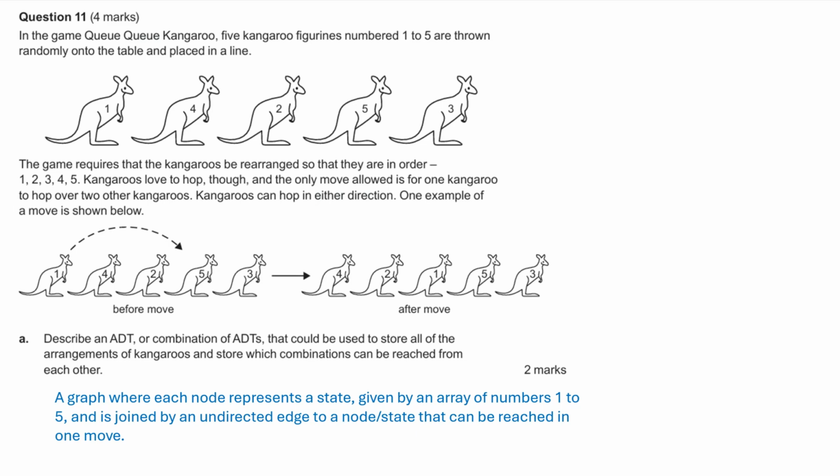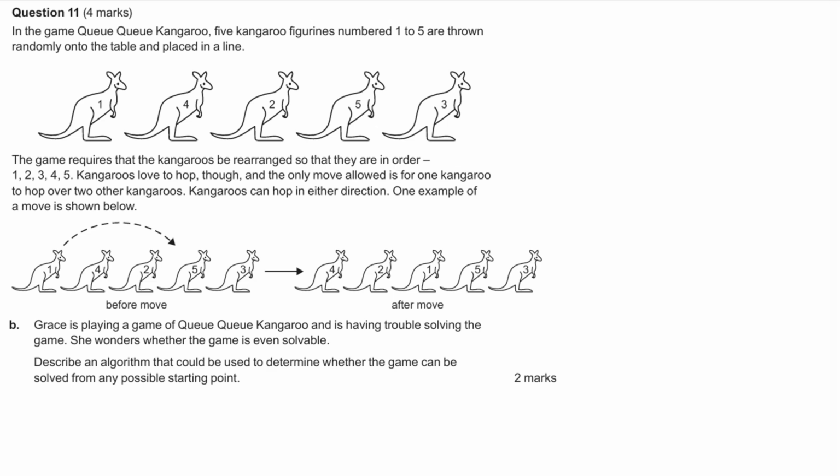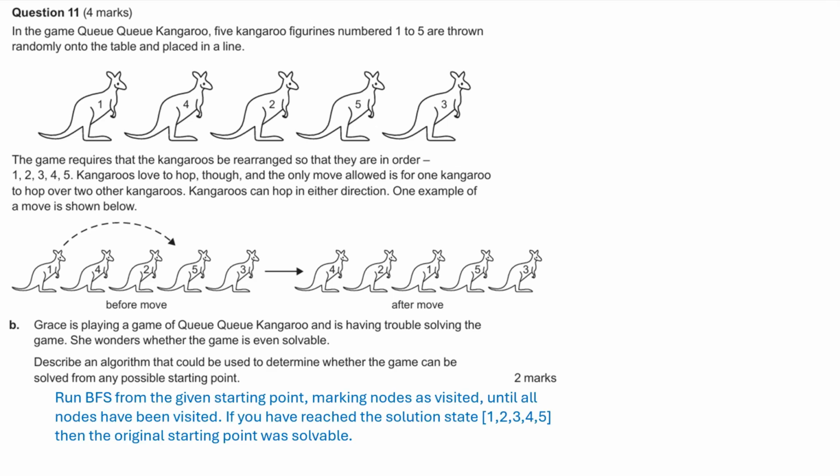So, for example, we'd have one node which is 1, 4, 2, 5, 3, which would link to 4, 2, 1, 5, 3, and whatever else. Grace wants to see if the thing can be solved. Again, I thought this was quite gentle.